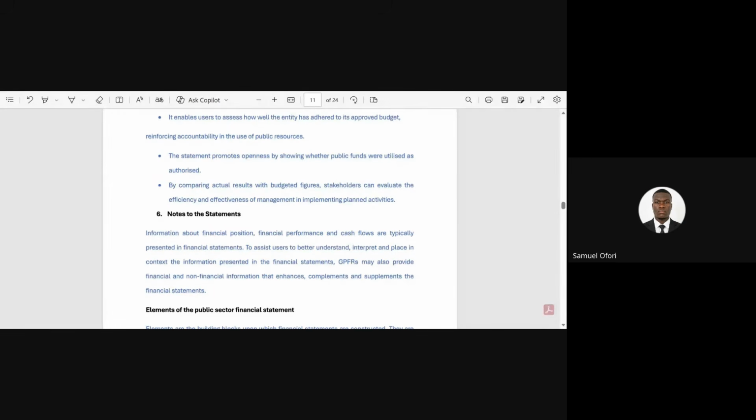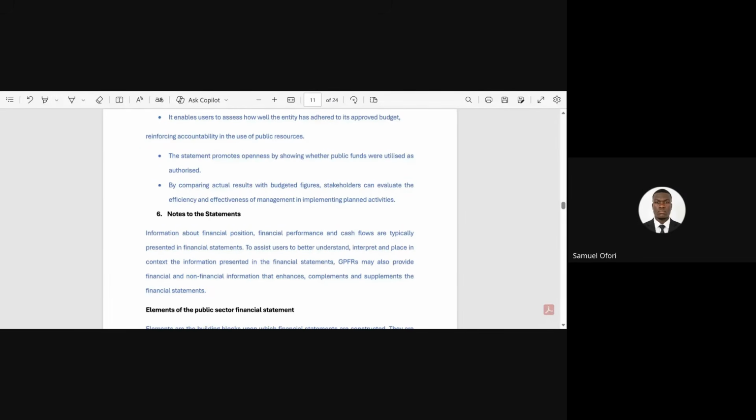Okay. Finally, let's talk about the elements of the financial statements. Now we are done with the components. Let's look at the elements of the public sector financial statement. The elements.